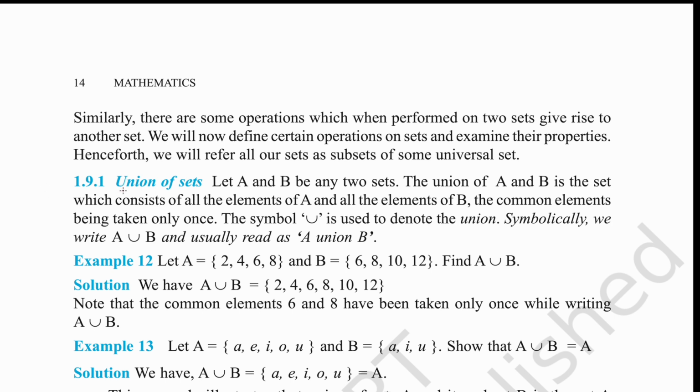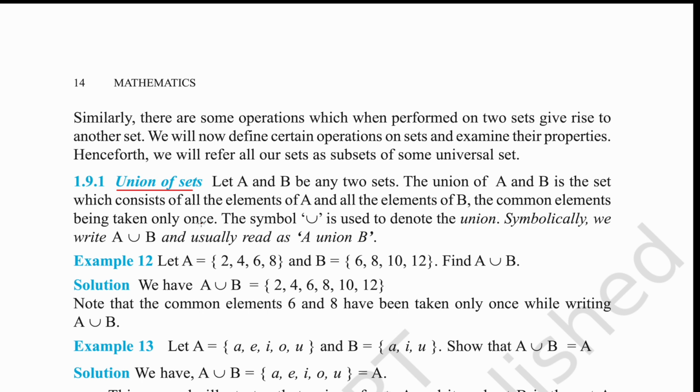So let's try to understand union of sets first. Let A and B be any two sets. The union of A and B is the set which consists of all the elements of A and all the elements of B, and the common elements being taken only once, because we have seen in the definition of a set that usually we do not repeat elements inside a set. So ideally in union, if you have two sets given, we are trying to combine all the elements of these two sets and making a set out of them.